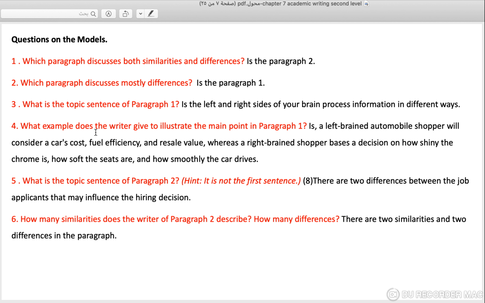What example does the writer give to illustrate the main point in paragraph 1? The example mentioned in the first paragraph to show the main point about the difference between the two sides of the brain is: a left-brained automobile shopper will consider a car's gas fuel efficiency and resale value, whereas a right-brained shopper bases a decision on how shiny the chrome is, how soft the seats are, and how smoothly the car drives. This is the example the writer gave.